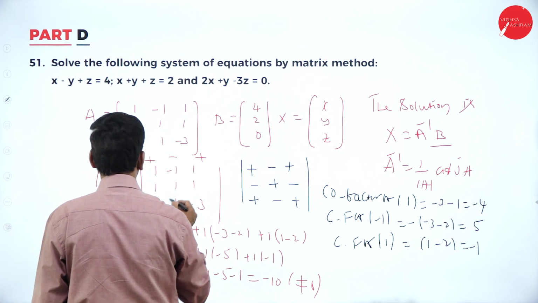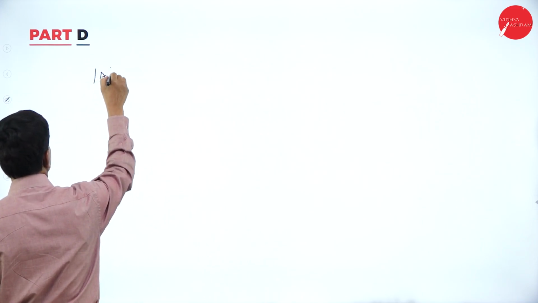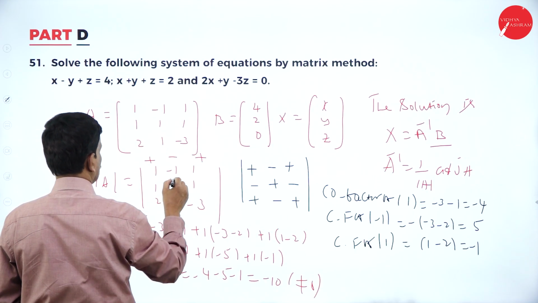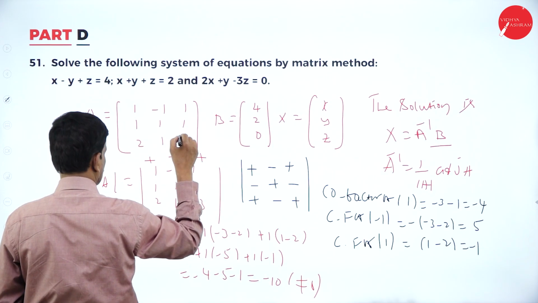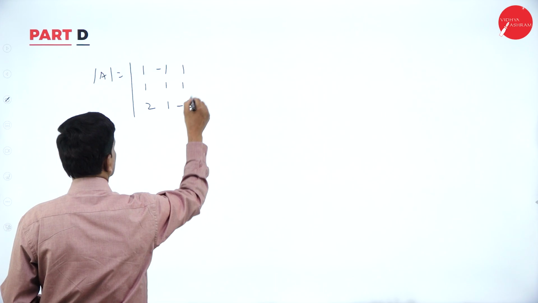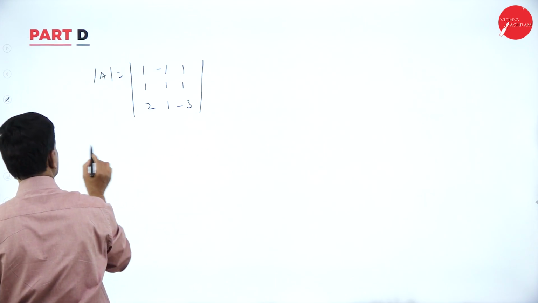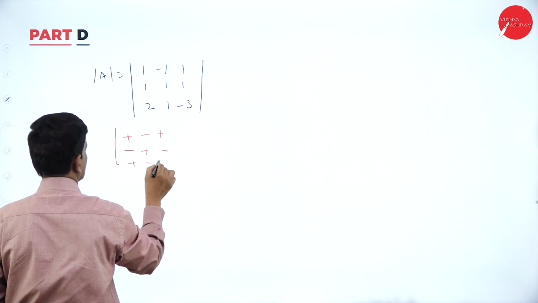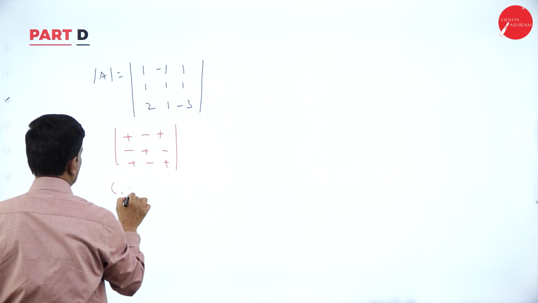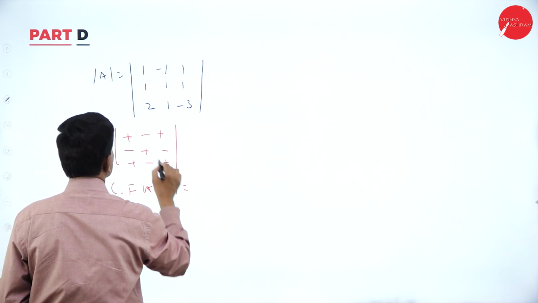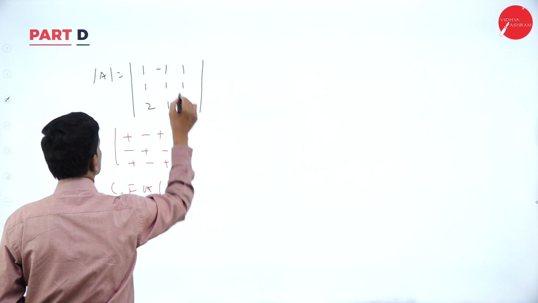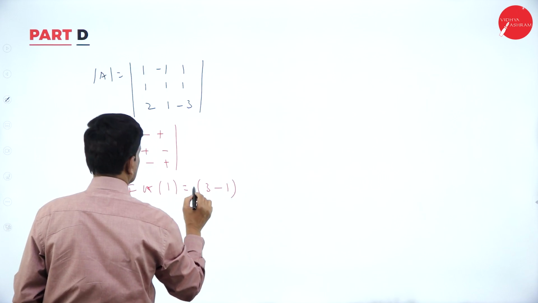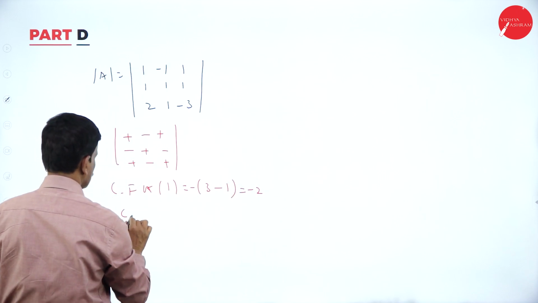Similarly, for the second row. Now I will write the matrix. Determinant of A is equal to the determinant 1 1 2, minus 1 1 1, and 1 1 minus 3, and the signs plus minus plus, minus plus minus, plus minus plus. Now the cofactor of the second row. 1 is equal to, this row and column is gone. Minus into minus plus, 3 times 1 is 3, 3 times 1 is 3, minus 1. The sign is negative. That's equal to minus 2.